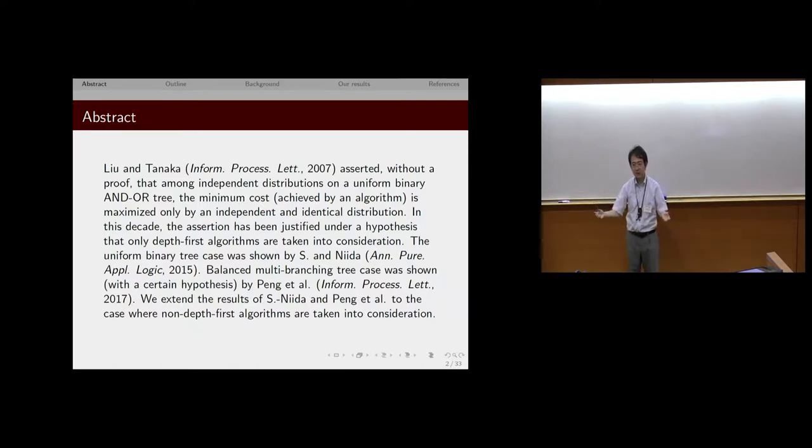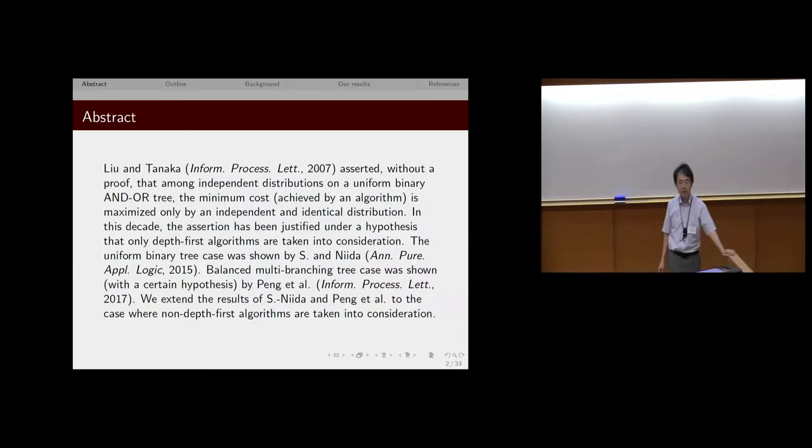Independent distribution means that we consider probability distributions over the truth assignments on a given tree. So independent means that for each leaf, a coin is assigned, and we toss these coins independently. Then according to tail or head, 1 or 0 is determined. And independent and identical distribution means that the probability of being value 0 is the same for all the leaves.